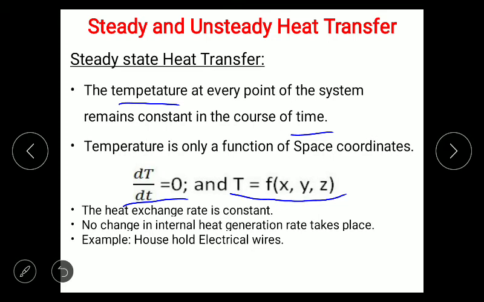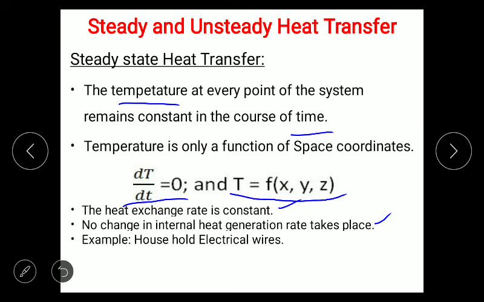As long as the electrons flowing through the wires, their quantity is constant, the heat generation rate is also constant throughout, and so the heat dissipation rate is also constant. Right, as there is no change in internal energy, the heat dissipation rate or the heat transfer rate or the heat exchange rate is constant throughout. That is considered the best example of steady state heat transfer with respect to time.